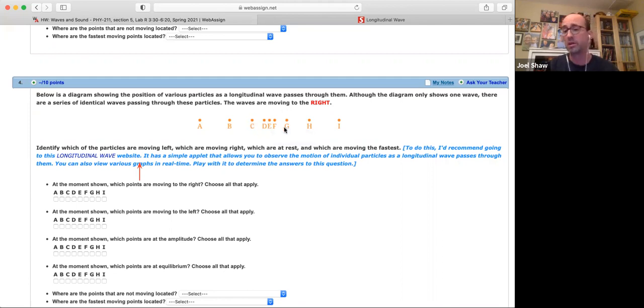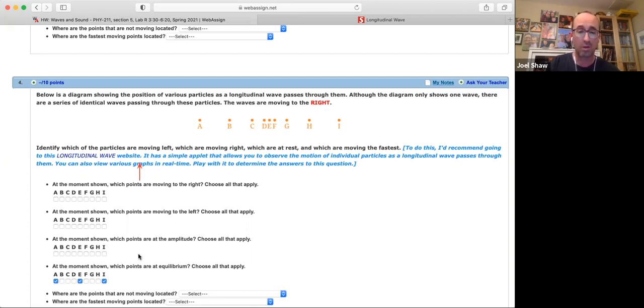And so, I think it's pretty straightforward reasoning. E is the one that's experienced the most compression here. So E is going to be for me at equilibrium, but it's not the only one. Also remember max rarefaction is when they're furthest apart. And so what you can see here is that's going to be for me points A and I. So those points are at equilibrium for me.